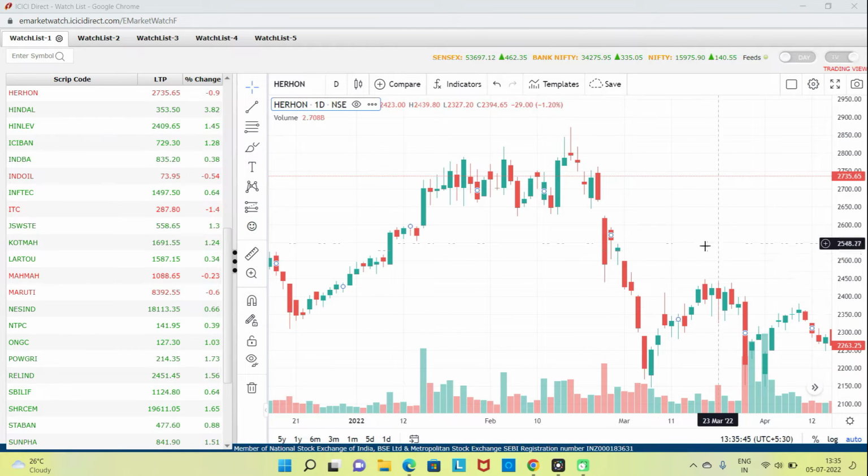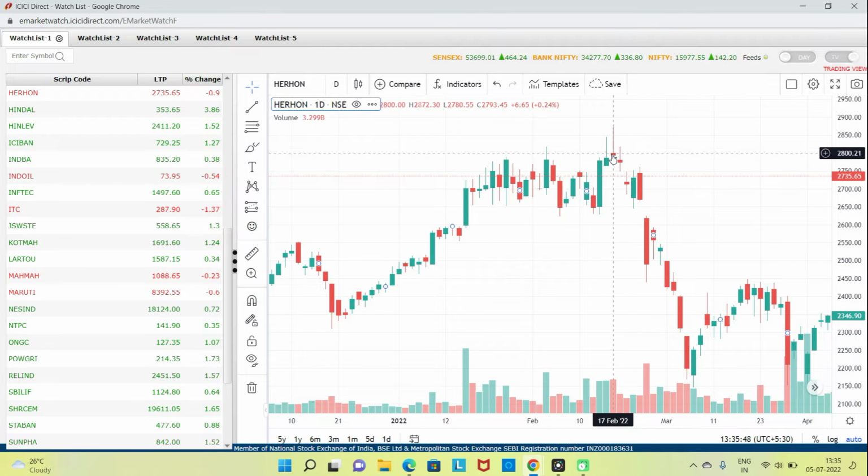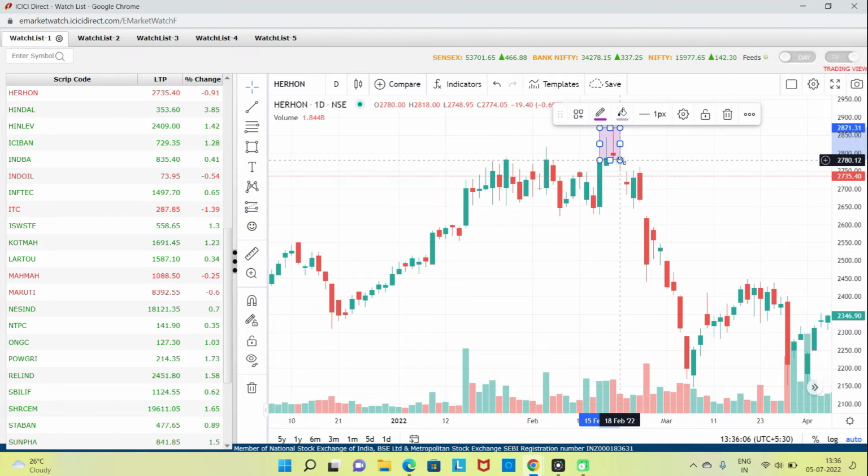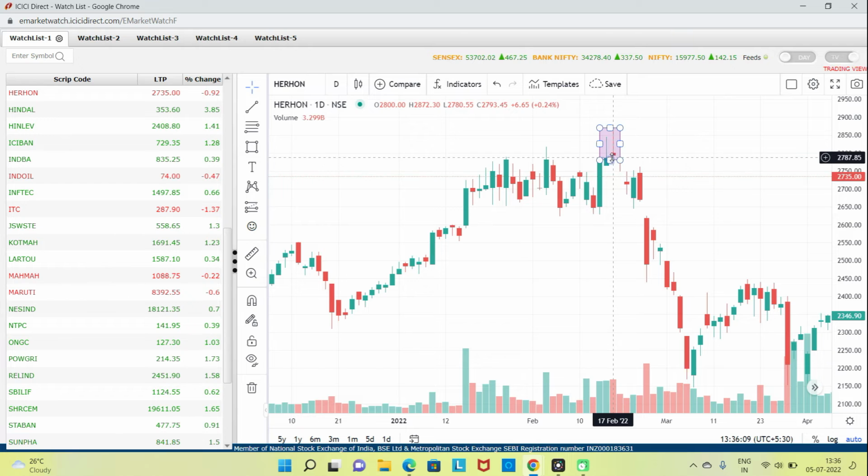Looking at this chart of Hero Motors, you can find a shooting star here. See, the trend was up, the stock has moved up, and at the top you can find a shooting star here. Let me mark it so that it's clear. You can find it here. The body is really small and the upper wick is a good size. After that the stock has fallen. So this is one example of a shooting star.